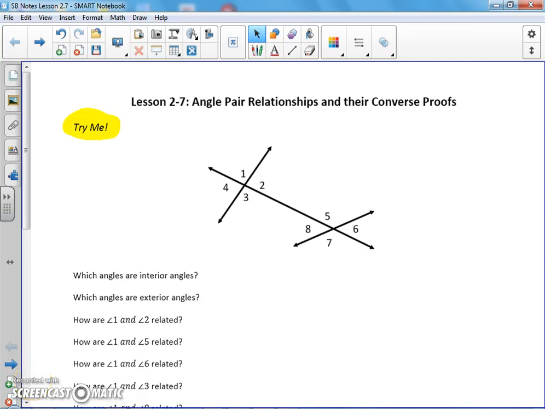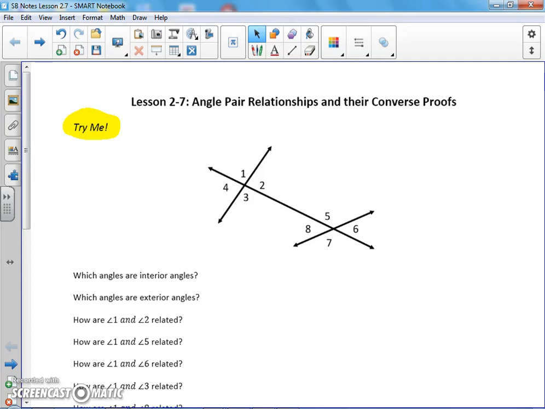For this lesson on angle pair relationships and converse proofs, it's very essential that you know your angle pair relationships. So what I want you to do right now is stop the video and do this first page, where you're making sure that you understand how they're related.